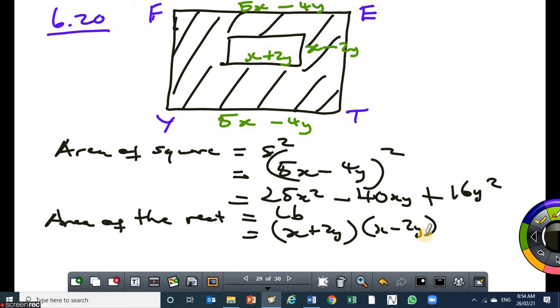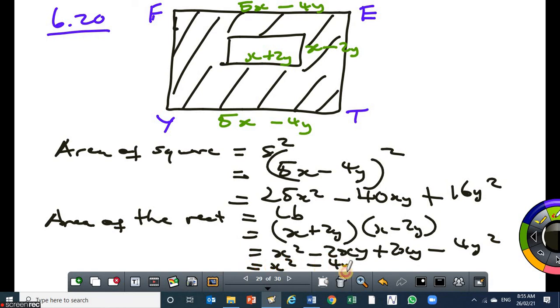Okay? So x by x will give us x squared. X by minus 2y you get minus 2xy plus 2y times x you get positive 2xy. Okay? Now this is actually a difference of two squares. Remember you did a difference of two squares last year? Right? Then 2y times minus 2y you get minus 4y squared. So your final answer here will be x squared minus 4y squared.